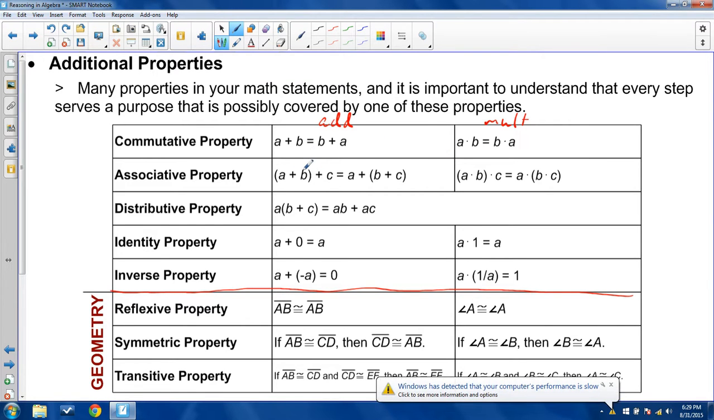Associative property is where you can change the grouping of which things are added and you will not affect your result, or you can switch the order in which things are multiplied and you will not affect your result as well because everything's being added and multiplied.